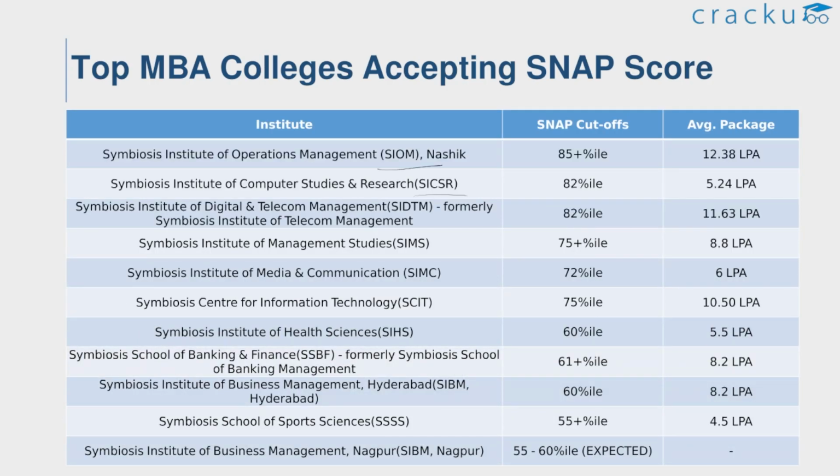So these are the top 4 MBA colleges under SNAP, and there are also many other MBA colleges including SIOM Nasik, SICSR, SIDTM, SIMS, SIMC. So these are the other MBA colleges accepting the SNAP scores, with their respective SNAP cutoffs and average packages. So this is all about the top MBA colleges accepting the SNAP scores.